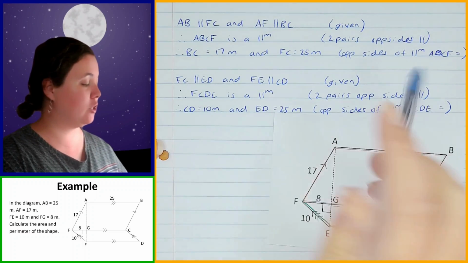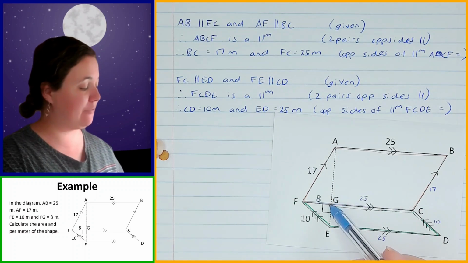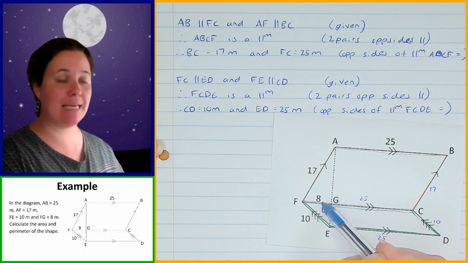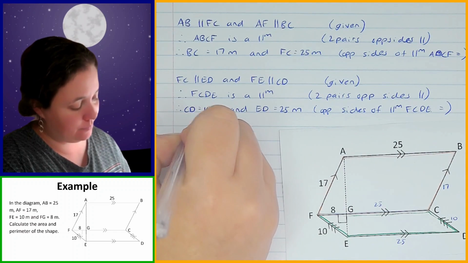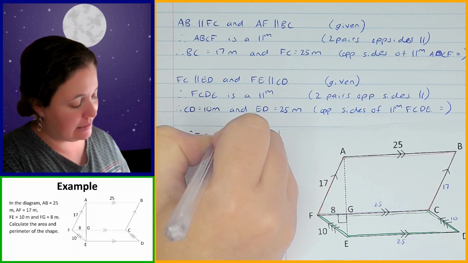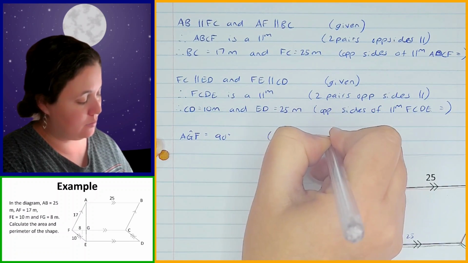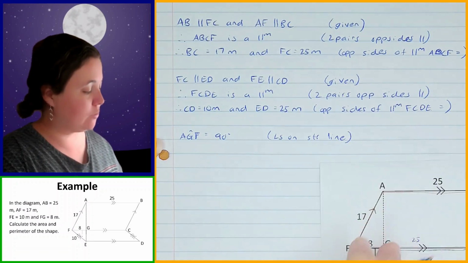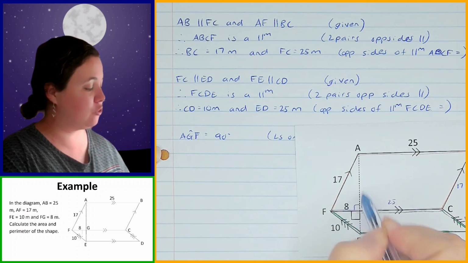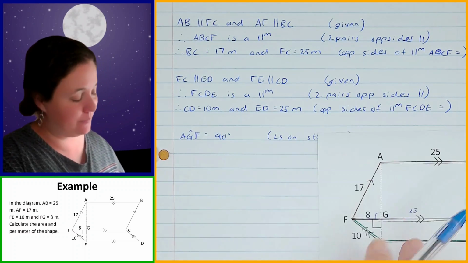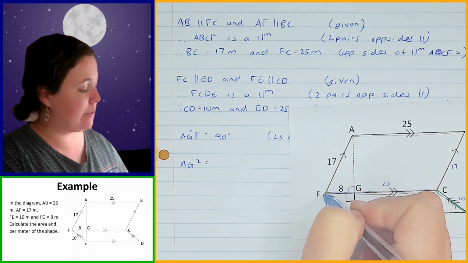So I'm going to go and work out what AG is using the Pythagorean theorem in this triangle over here, because if this is 90 degrees, it means that this angle over here must also be 90 degrees. So angle AGF is 90 degrees, and I know that because it's angles on a straight line. Okay, so if this is 90 degrees over here, I can use the Pythagorean theorem in this triangle. That means I can work out the length of AG.